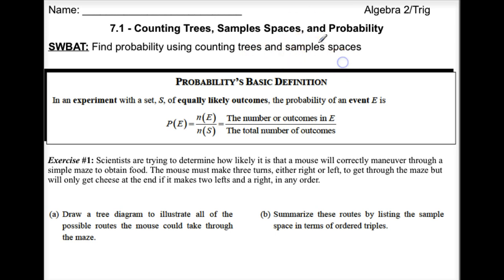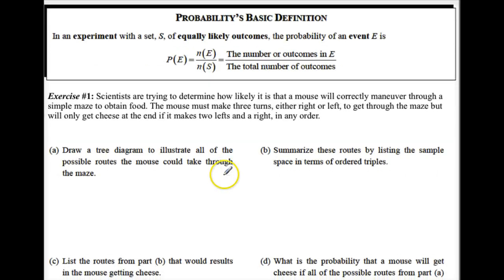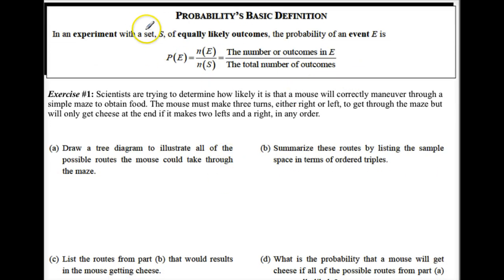Now back to our basic probability definition. In an experiment with a set, S, of equally likely outcomes, the probability of some event is equal to the number of outcomes in that event over the total possible outcomes. So this goes back to the Algebra 1 definition. Let's look at an example.